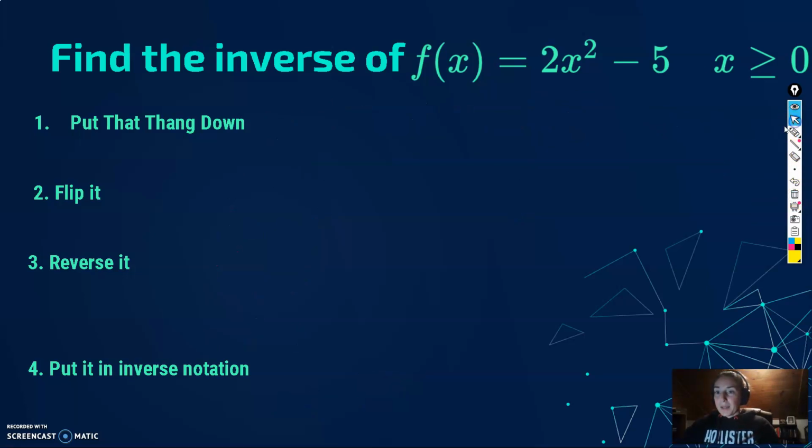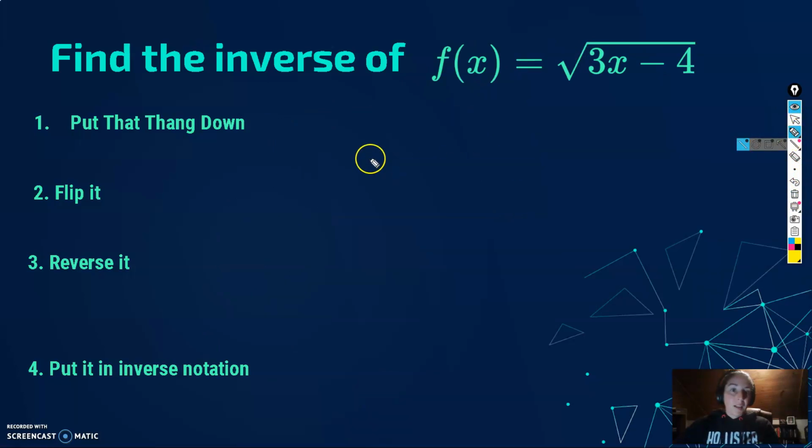Alright, let's keep going. Okay, let's find the inverse now of f of x equals square root of 3x minus 4. Step 1, put that thing down. Also notice we don't have a restricted domain here because we don't need one, right?